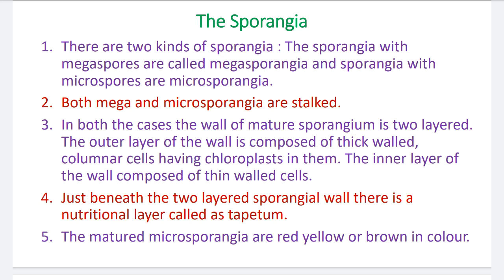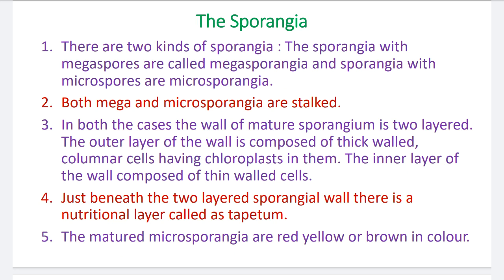Number 3, in both cases, the wall of the mature sporangium is two-layered, bilayered, meaning the wall is made of two layers. The outer layer is composed of thick-walled columnar cells having chloroplasts in them. Columnar means a column-like arrangement of cells. The inner layer of the wall is composed of thin-walled cells. On the contrary, the inner layer is thin-walled.